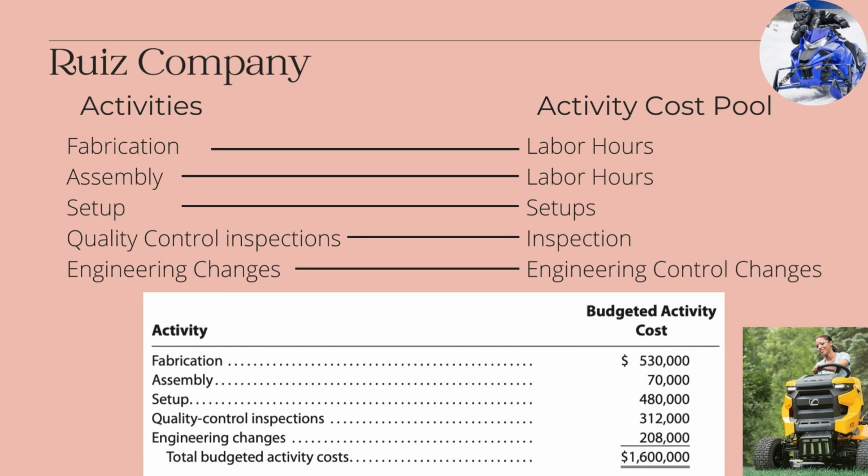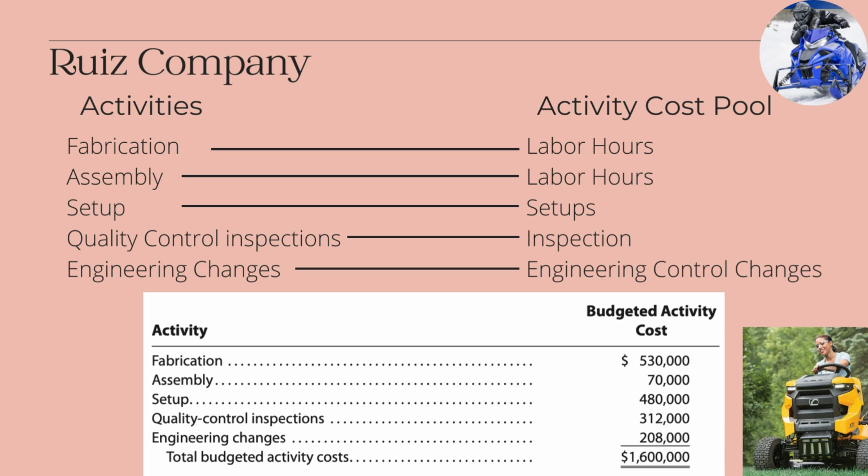So let's continue the illustrative example with Ruiz Company. Do you remember that for the single plant-wide factory overhead rate method, the total overhead cost of $1.6 million is divided by the identified allocation base, which was the direct labor hours only? For the multiple production department method, fabrication and assembly were the identified departments in which the costs were divided over the allocation basis. Still, the direct labor hours were the identified allocation base.